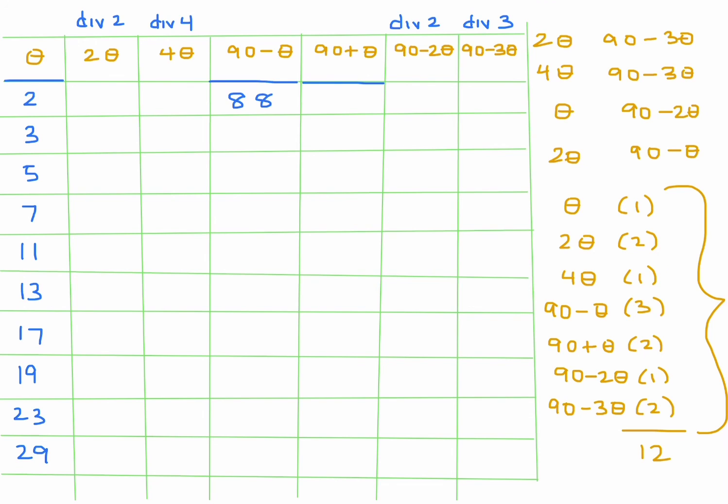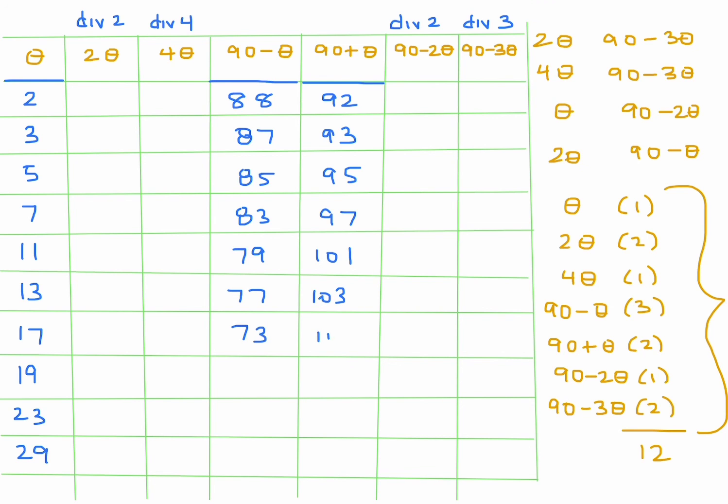So we got 88. And the math now is very easy, right? So it makes it very quick that we can do this. 85, 95, 83, 97, 79, 101, 77, 103, 73, 107, 71, 109, 67, 113, 61, 119.